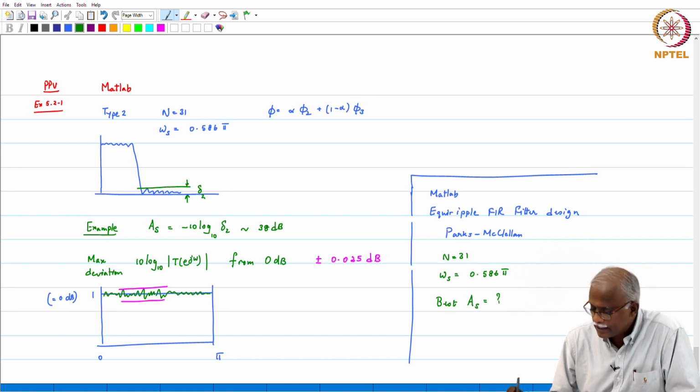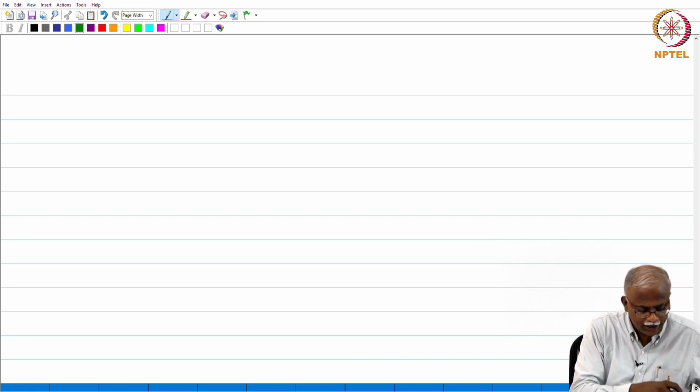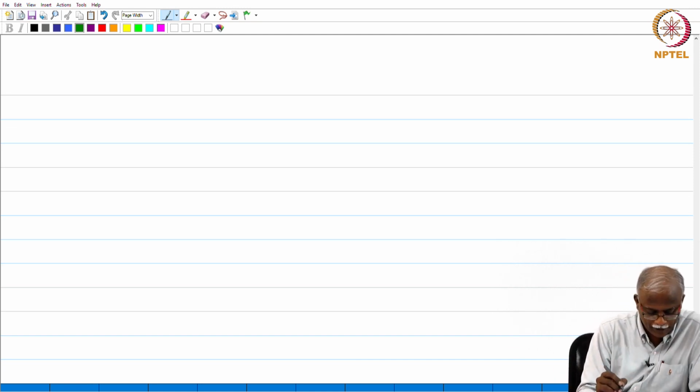Now there is a very important observation that we can make, and the observation can be summarized in the following manner. The observation is that the pass band and the stop band edge, when we are designing the filter bank, are not independent of each other.